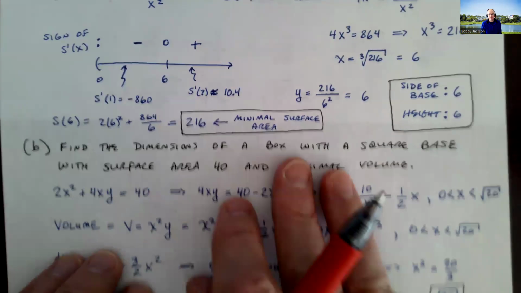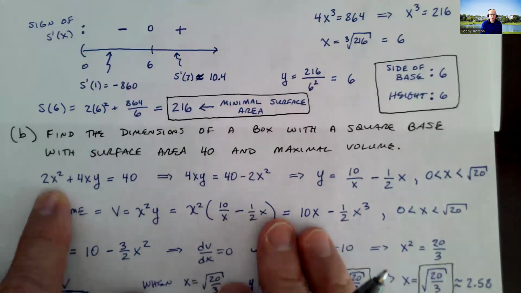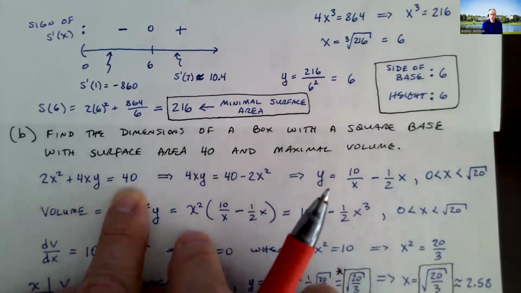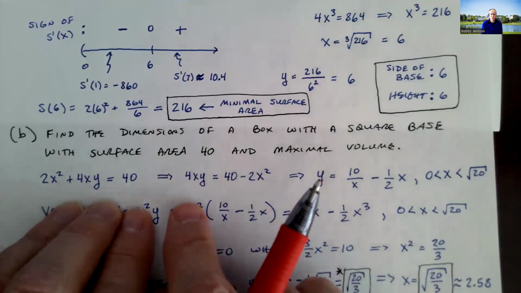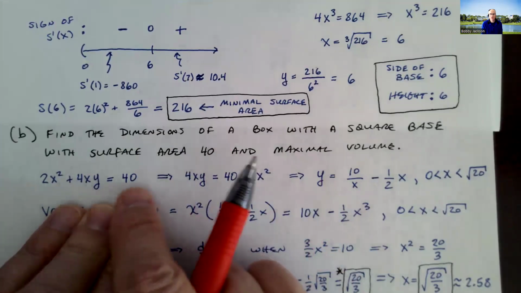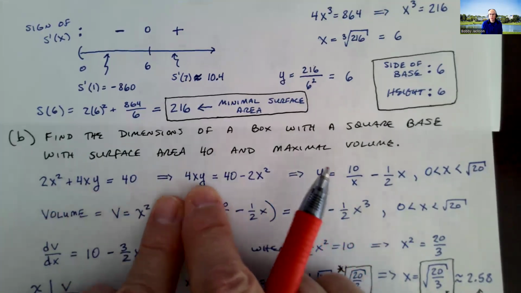And so we've got the same picture up here. And the surface area, remember, was 2x squared plus 4xy. Well, that's going to be 40 in this case. Okay, I'm going to go ahead and solve for y in this case. I'm going to subtract 2x squared from both sides. And then to solve for y, I'm going to divide by 4x.